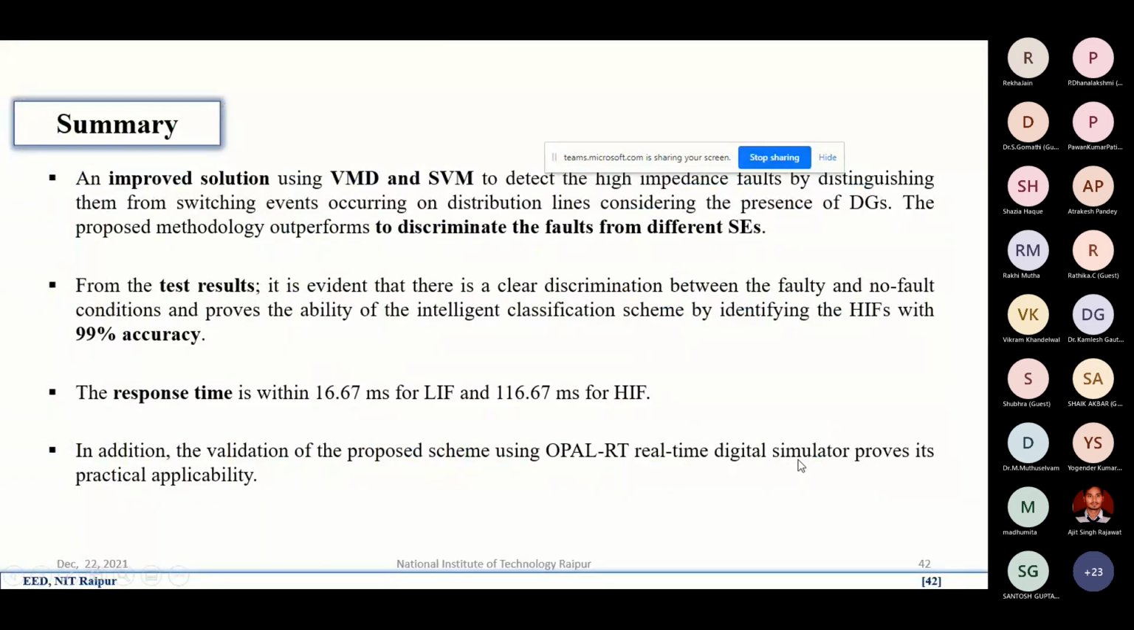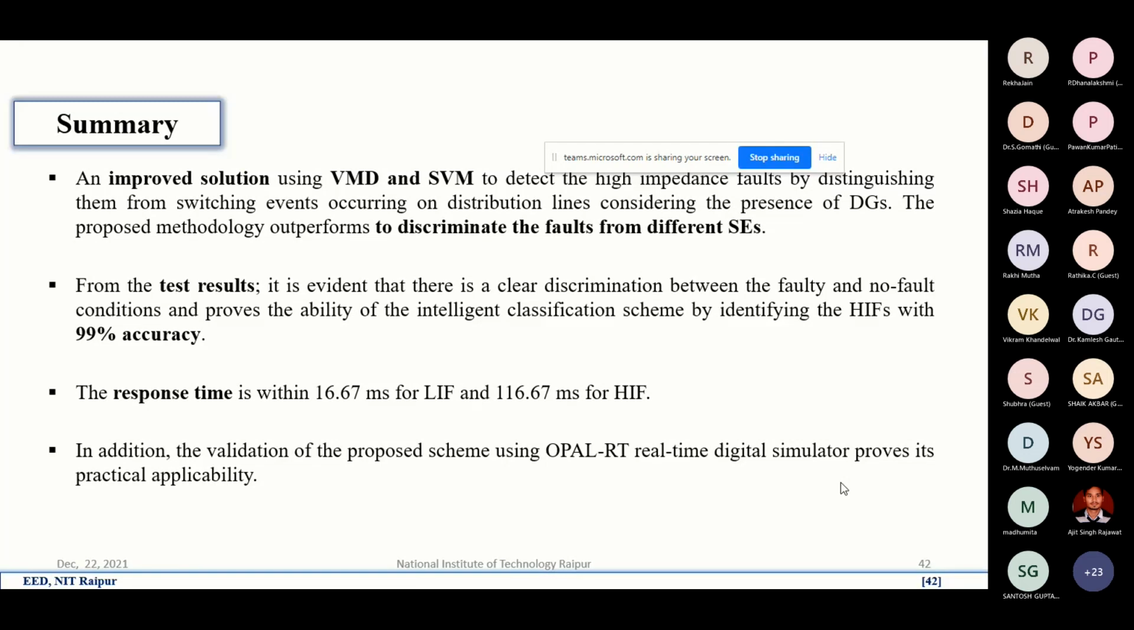So finally, coming to the summary of this particular signal processing based as well as machine learning based protection scheme employed for detection of high impedance fault. Here, an improved solution using VMD and SVM has been presented to detect the presence of high impedance fault and also to distinguish various switching events that may occur in the distribution lines in the presence of different DGs.